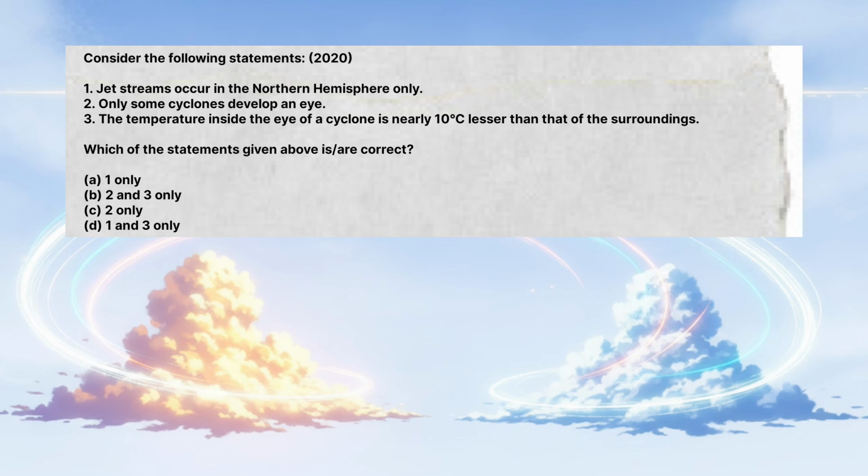Consider the following statements. Jet streams occur in the northern hemisphere only. Only some cyclones develop an eye. The temperature inside the eye of a cyclone is nearly 10 degrees Celsius lesser than that of the surroundings. Which of the statements are correct? Option A, 1 only. Option B, 2 and 3 only. Option C, 2 only. Option D, 1 and 3 only.